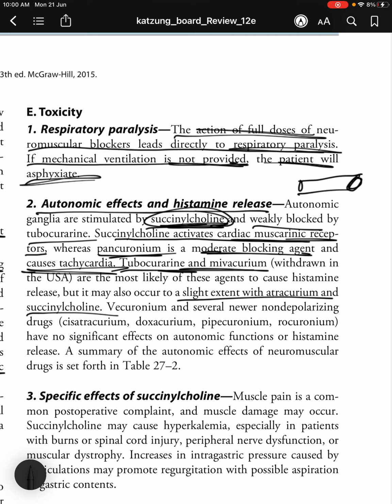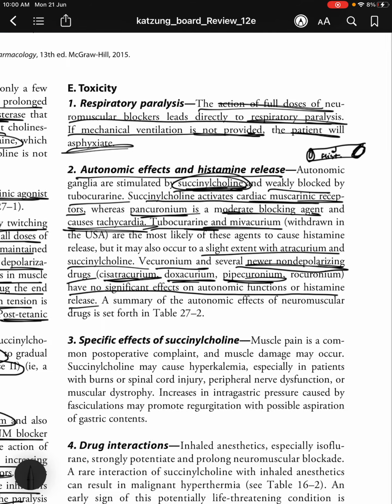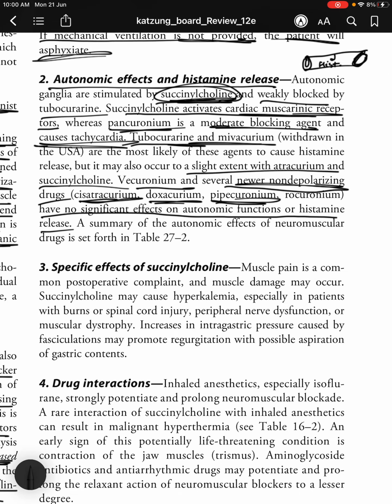So tubocurarine, tube, okay, it kind of sounds like a blood vessel, right? Tube. So in blood vessels you have histamine release, right? So you can remember it like that. So they are more likely to cause histamine release, tubocurarine and mivacurium. So vecuronium and several newer non-depolarizing drugs such as cisatracurium, doxacurium, pipecuronium and rocuronium, they have no significant effects on autonomic functions or histamine release.